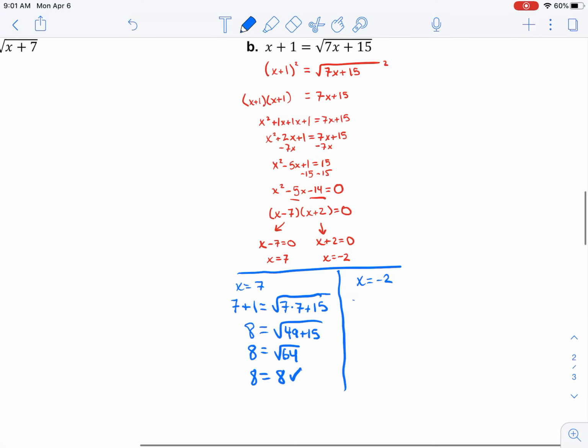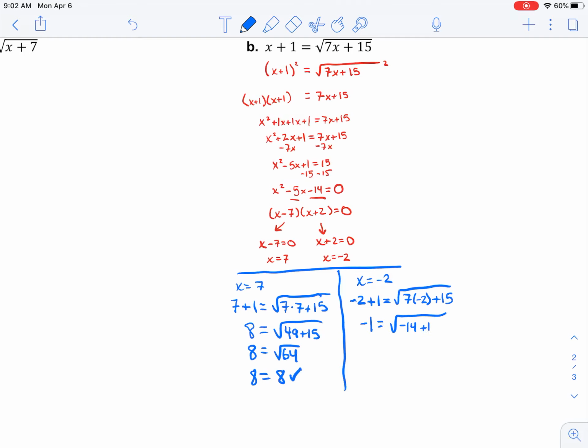Now I'm going to plug in negative 2 plus 1 equals the square root of 7 times negative 2 plus 15. So here I have negative 1 equals the square root of negative 14 plus 15. Negative 1 equals the square root of 1. The square root of 1 is just 1.